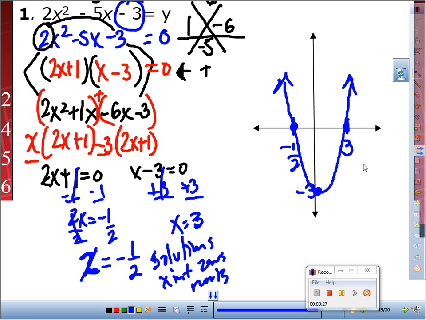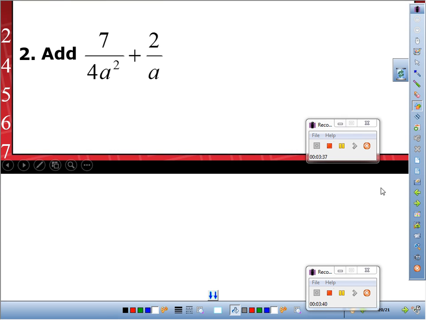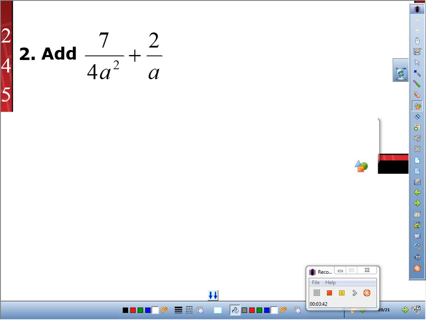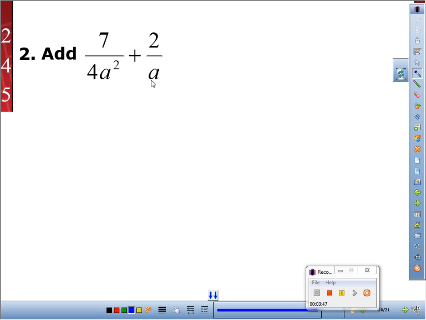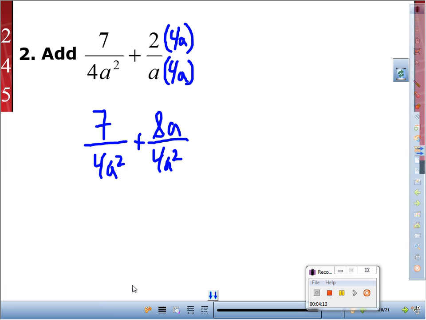Number two. For number two, I said look at it like a regular fraction. But hopefully now, since you have more algebra in you, hopefully you see what I see. Do they have a common denominator? No. But this one has more than this. What do we need to multiply this by to make it 4a squared? 4a. So that means the numerator has to be times 4a. So therefore, this is 7 over 4a squared plus 8a over 4a squared. Now that we have a common denominator, we write it as one fraction, 4a squared, and we combine the numerators.